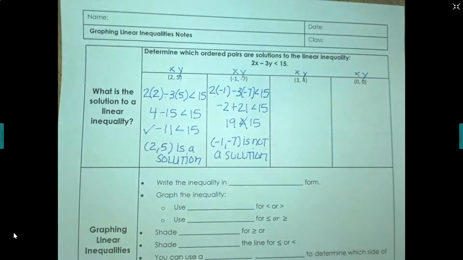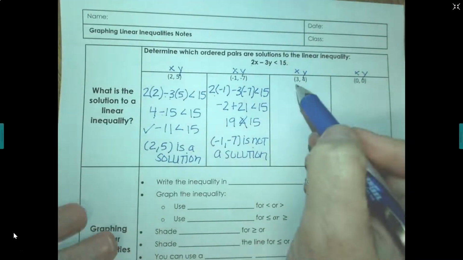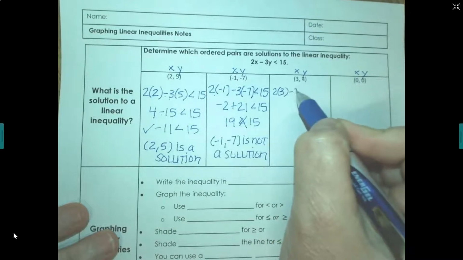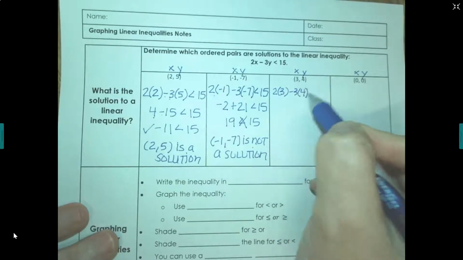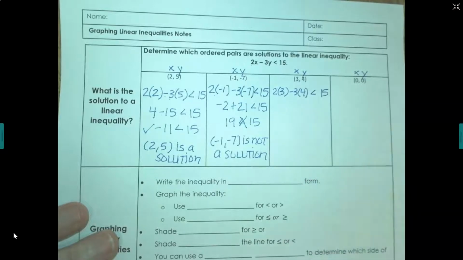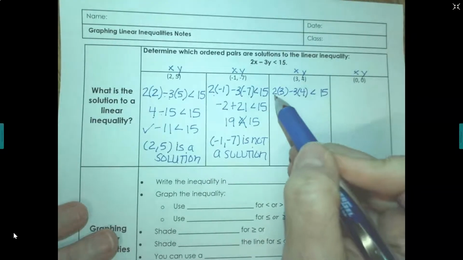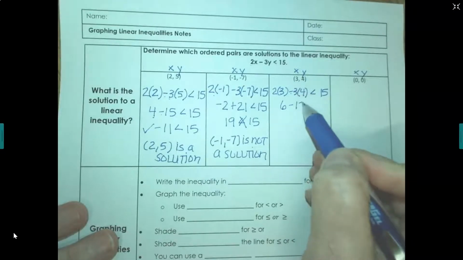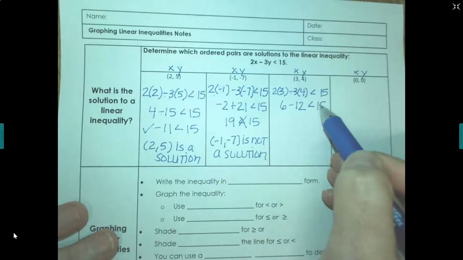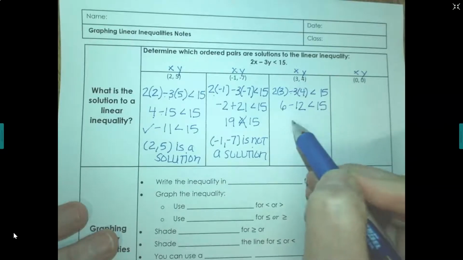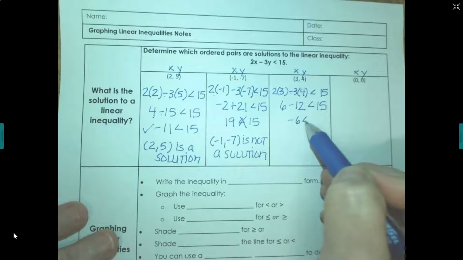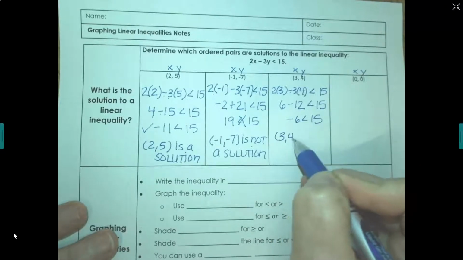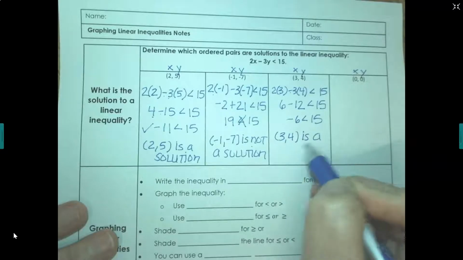Okay, try it again. The point (3, 4). So 2x is 2 times 3, minus 3 times y, which is 4. I would need that side to be less than 15 for (3, 4) to be a solution. 2 times 3 is 6. Negative 3 times 4 is negative 12, and I still need it to be less than 15. 6 minus 12 is negative 6. Negative 6 is less than 15, so the point (3, 4) is a solution.